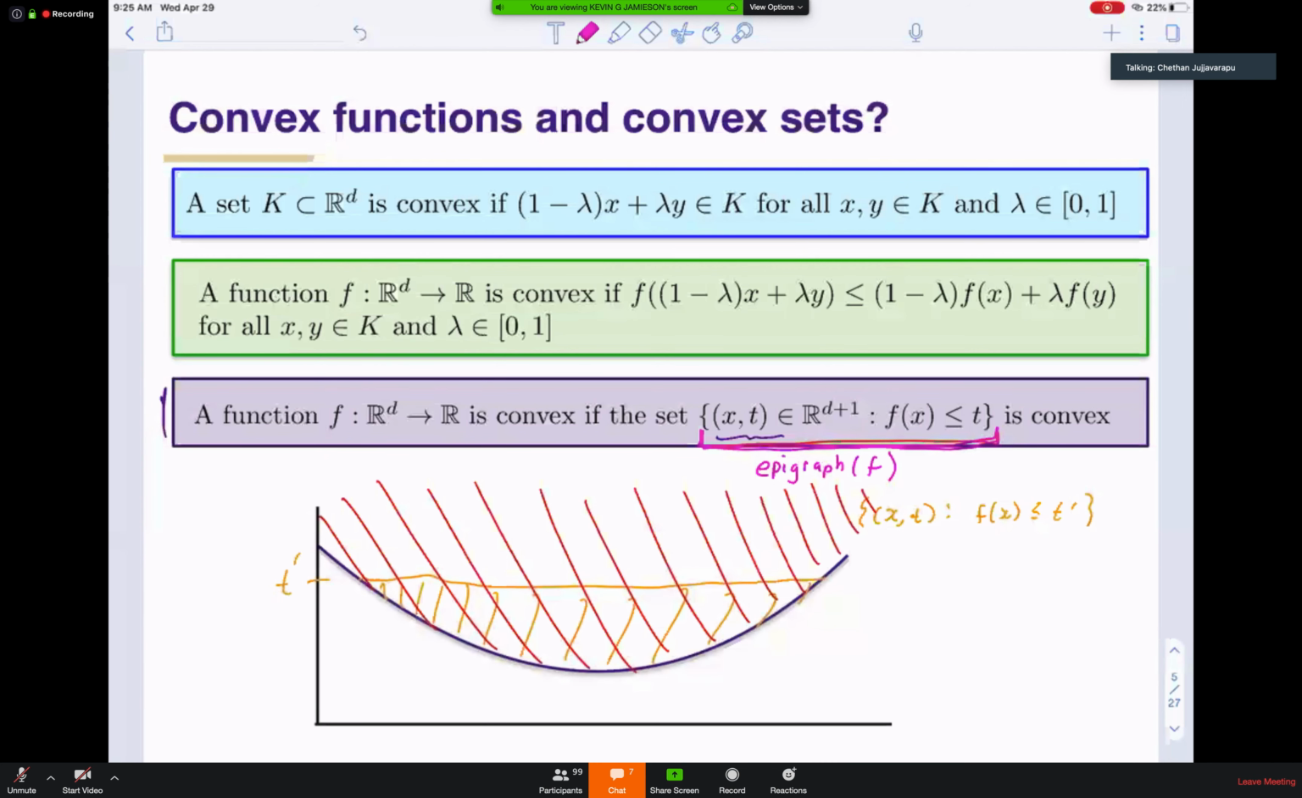Yeah, I just have a clarification question. Can you explain the d plus 1, how that works for this example?